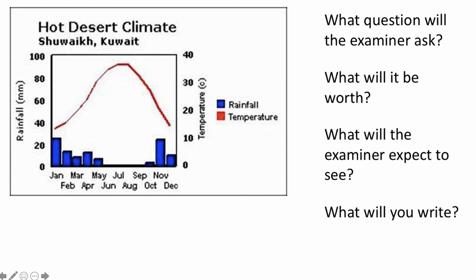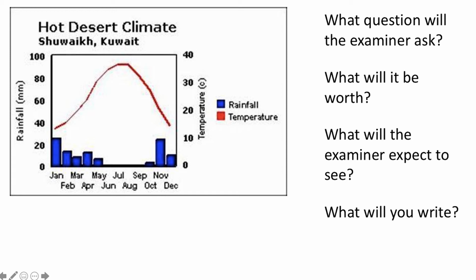So, the examiner is likely to ask us to describe the climate of this desert area. It's likely to be worth 3, maybe 4 marks. When the examiner asks us to describe the climate, they are looking for us to talk about rainfall and they are looking for us to talk about temperature. Use your ruler on an exam paper to measure off to the left-hand or right-hand side axes so that you can read the data specifically and accurately.